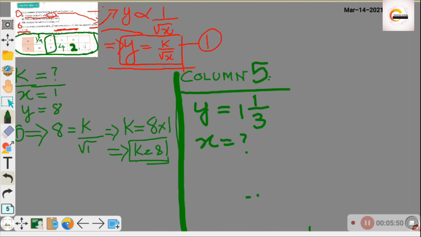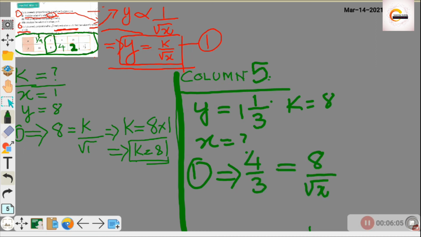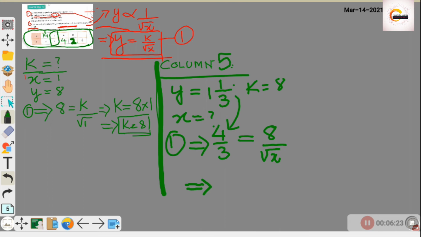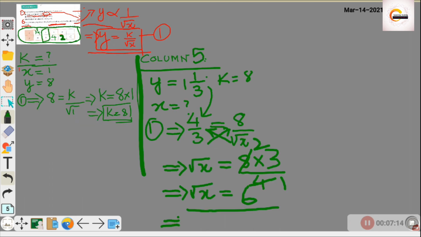Next column, what is the value of x when y is equal to one whole number 1 upon 3 and k is equal to 8? So let's put these values. 4 upon 3 is equal to 8 upon under root x. I have converted this mixed fraction into an improper fraction. So under root x is 6.